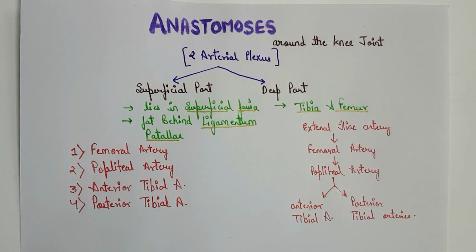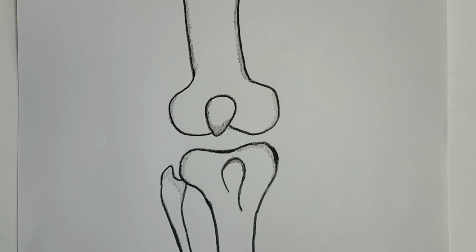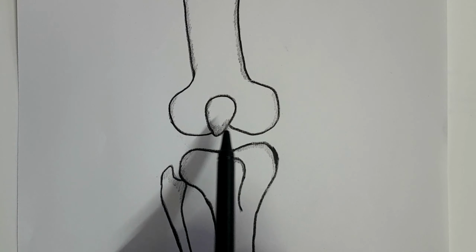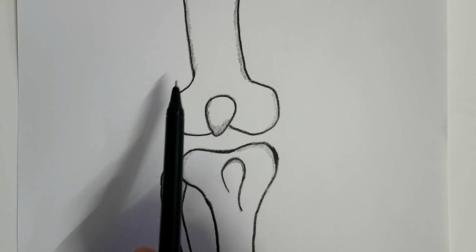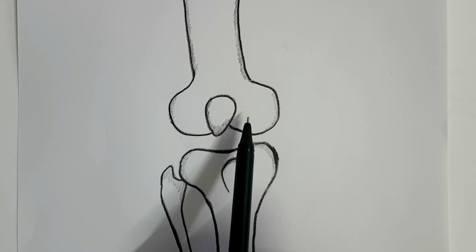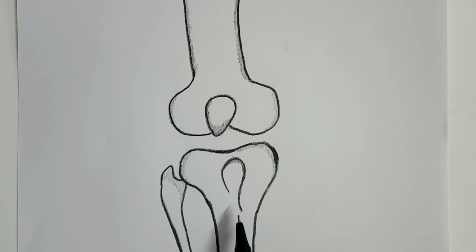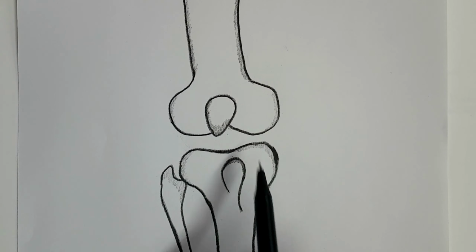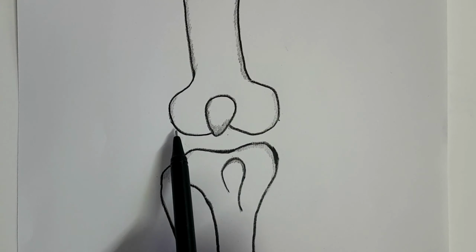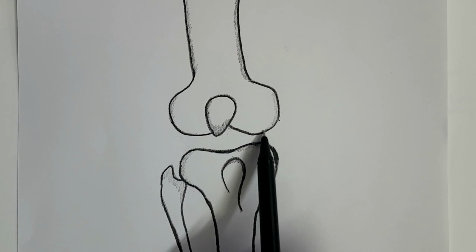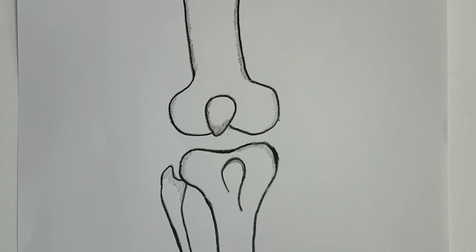Now let us start with the topic, that is the anastomosis around the knee joint. This diagram represents the skeleton structure of the knee joint, which includes the following bones. This is the anterior aspect of the tibia bone. This is the fibula, the sesamoid bone known as the patella, and this is the longest bone of the body, known as the femur. This is the medial side, since the tibia is located on the medial side and the fibula on the lateral side. These are the condyles of the femur. This is the lateral condyle and this is the medial condyle, on which we will study the anastomosis.